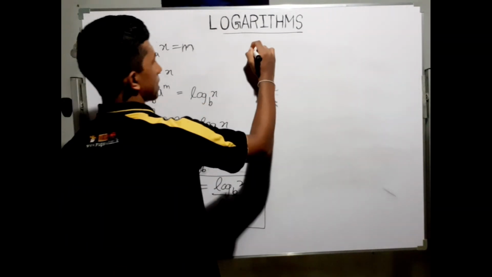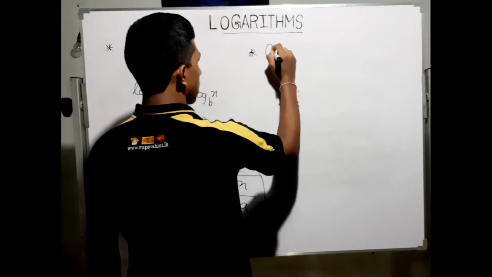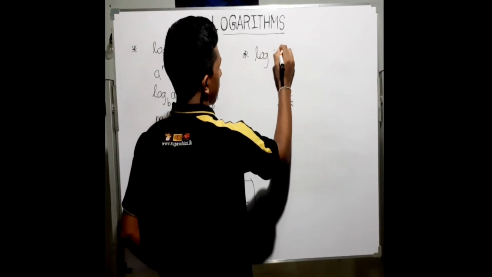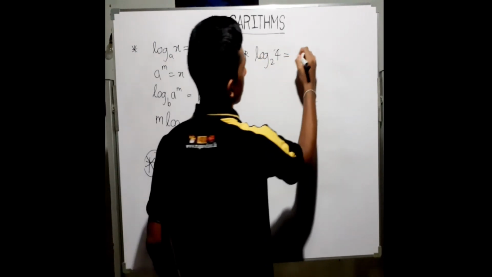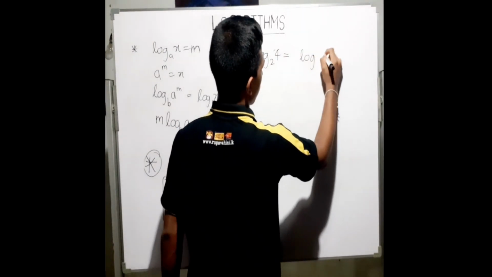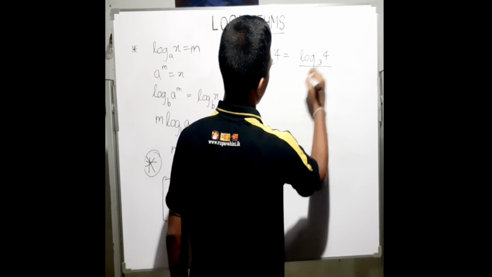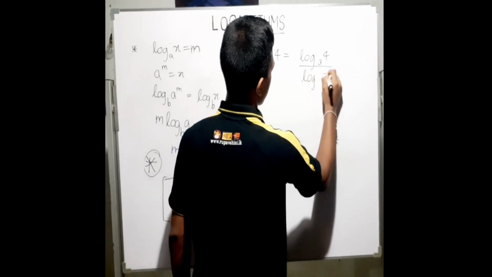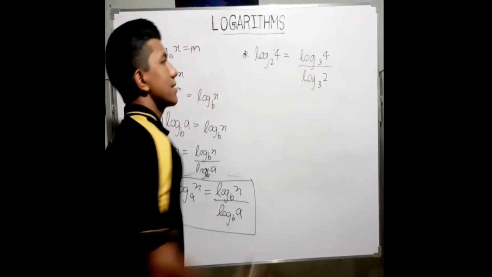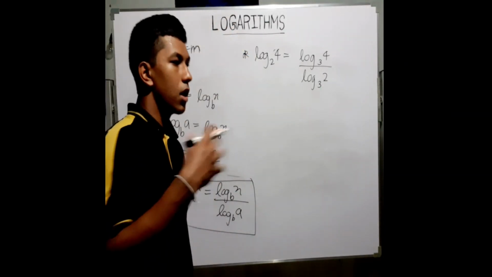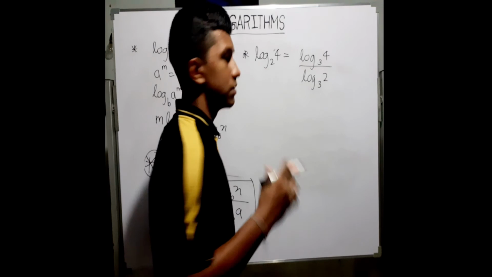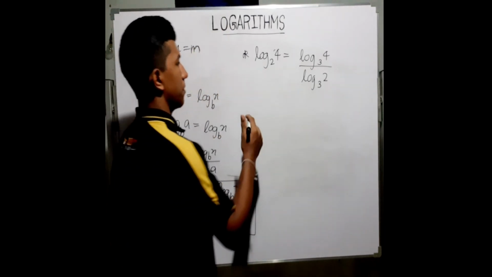So if we take an example, it's going to be log value of 4 to the base 2. Now we're going to change the base to 3. So it's going to be equal to log value of 4 to the base 3 divided by log value of 2 to the base 3. So this is an example. Further application of this will come in more tough questions that will come across in the next video.